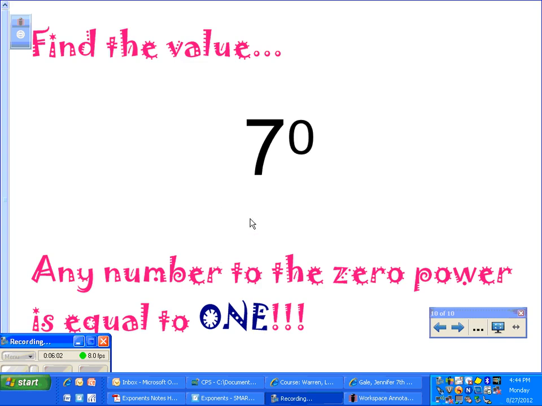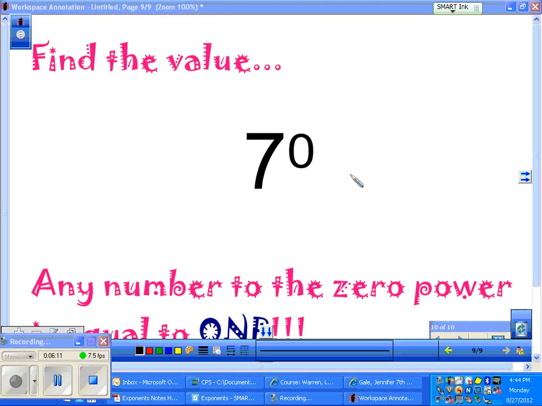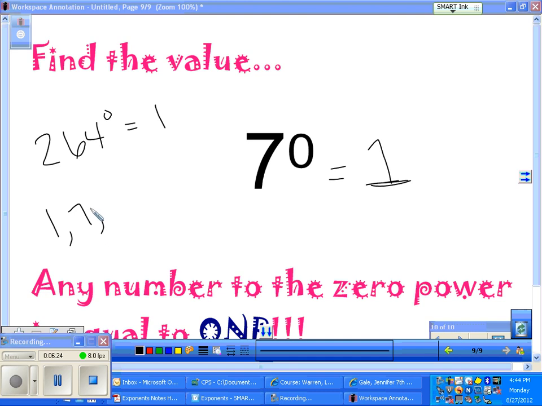Now we're going to find the value of 7 to the 0 power. Anything to the 0 power is equal to 1. That is something that you need to memorize. Anything to the 0 power is equal to 1. It does not matter what the base number is. 264 to the 0 power is 1. 1756 to the 0 power is equal to 1. Any number to the 0 power is equal to 1.